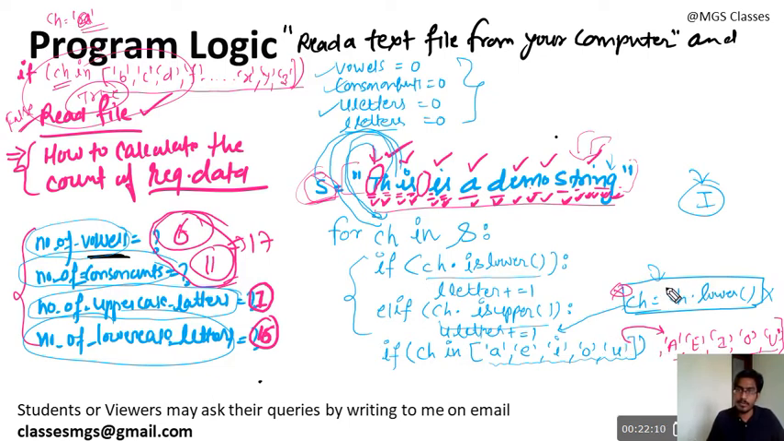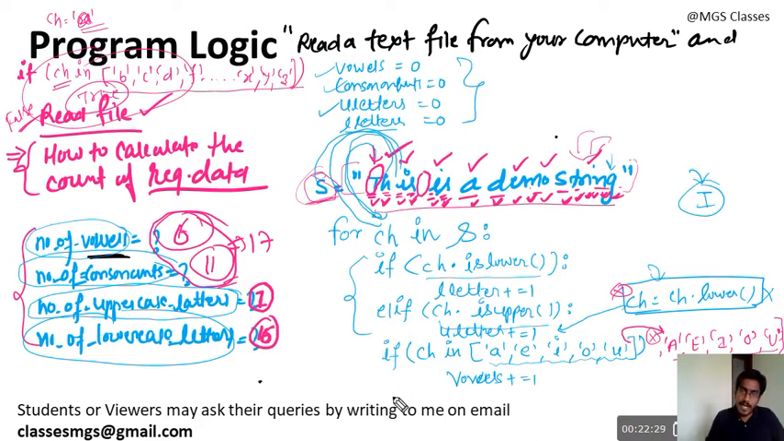If you write this line, don't write this line. Okay, so I have told you what the reason is. Now if this is true, then we need to increment the vowels count. So what we do is vowels plus equals 1.